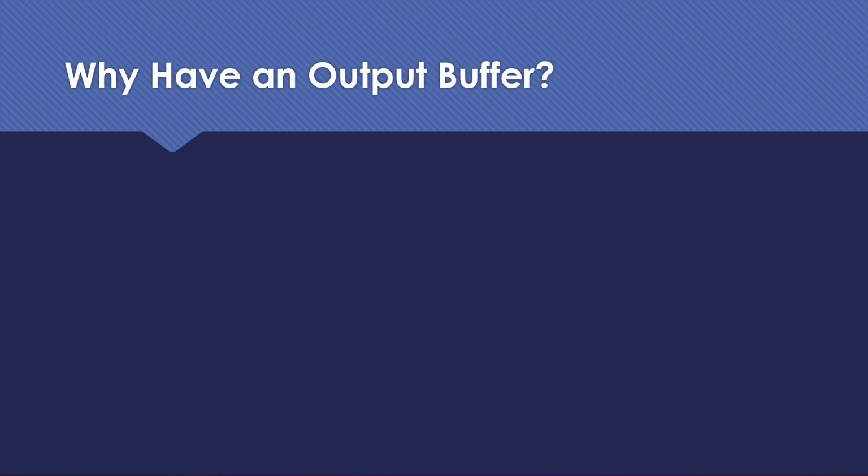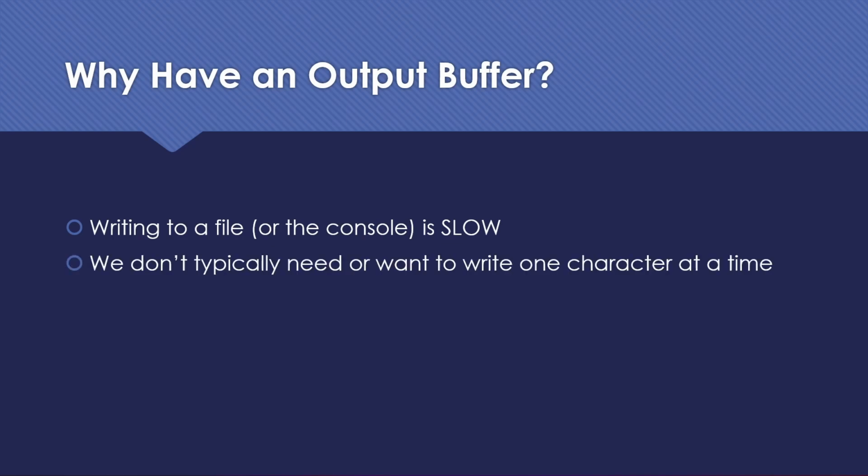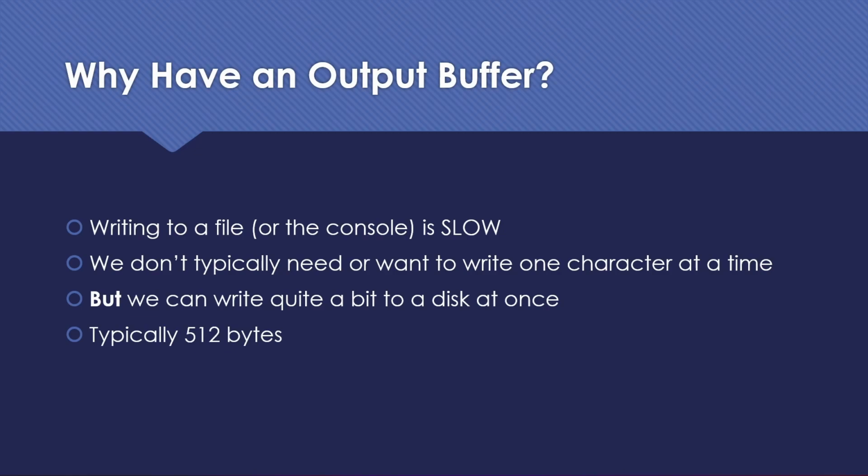So why have one of these? What is an output buffer all about? As you may remember, if you've had a hardware class of some kind, writing to a file or to the console is very slow compared to writing to memory. And we typically don't need or want to write just one character at a time. The cool thing is that we actually can write quite a bit of data to a disk all at once. So we don't have to write each individual character to the disk and spend that cost. We can typically write 512 bytes, basically 512 characters, all to the disk at the same time.